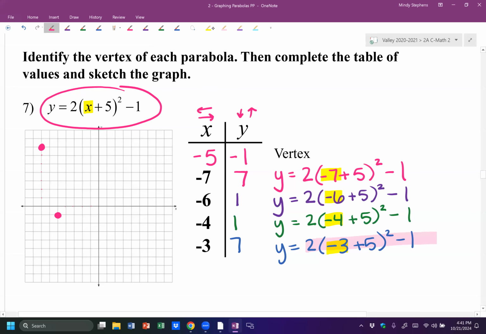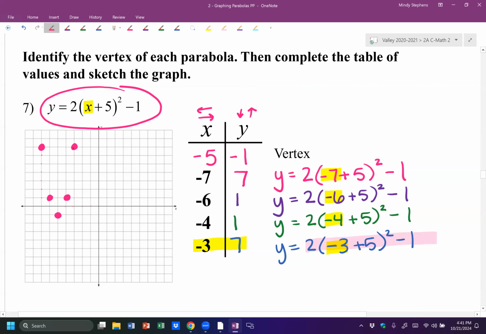Now I'm going to graph the second one. So I'm going to graph this one, (-6, 1). So left 6, up 1. So 1, 2, 3, 4, 5, 6, and then up 1. Okay, now let's graph the next one, (-4, 1). I'm going to go left 4, up 1. 1, 2, 3, 4, up 1. And then my last one, (-3, 7). I'm going to go left 3, up 7. So 1, 2, 3, then 1, 2, 3, 4, 5, 6, 7.